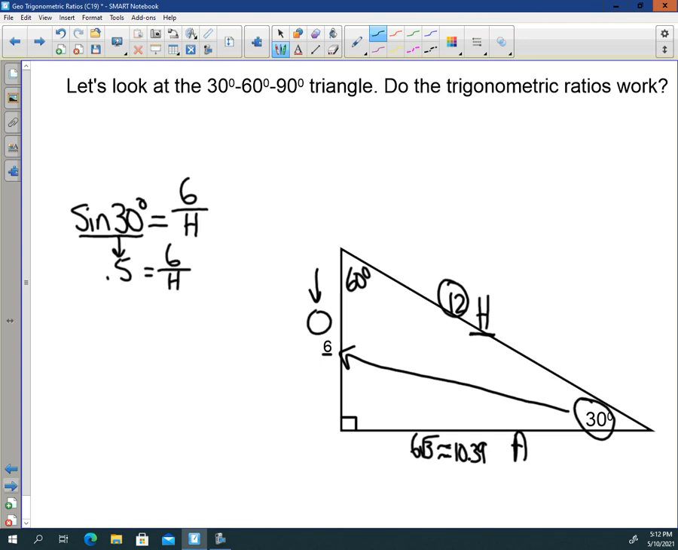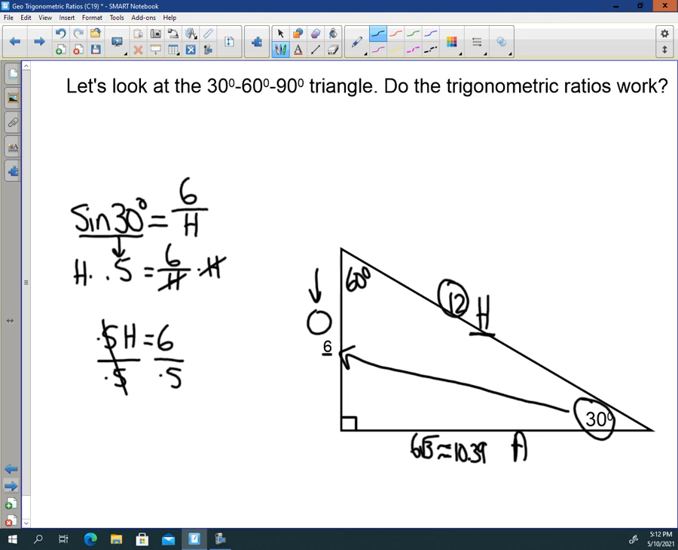Now, I'm trying to solve for the hypotenuse, and so what I'm going to do is multiply both sides by my variable h, and I get 0.5h equals 6 because these cancel. Now I'm going to divide both sides by 0.5.